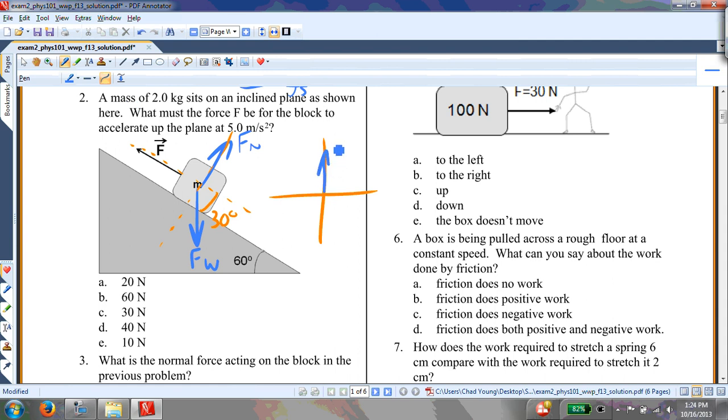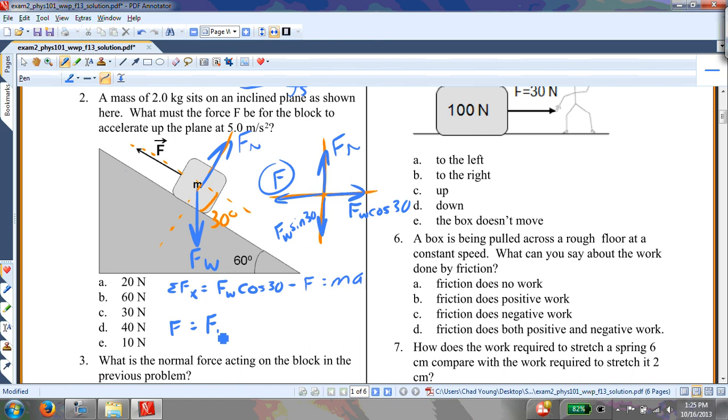So I have Fn here, I have F, and then I can resolve my force weight into its components. That's Fw sine of 30 and Fw cosine of 30. All right, now I'm looking for F. So I say the sum of the forces in the x direction is going to be Fw cosine 30 minus F equals ma. And then I solve this for F: Fw cosine 30 minus ma, and then I put in my value.